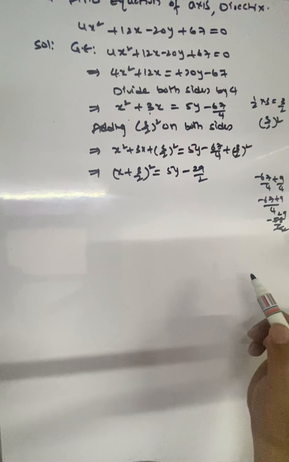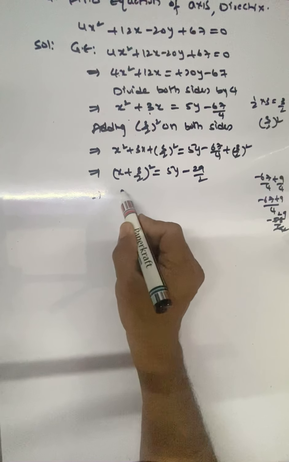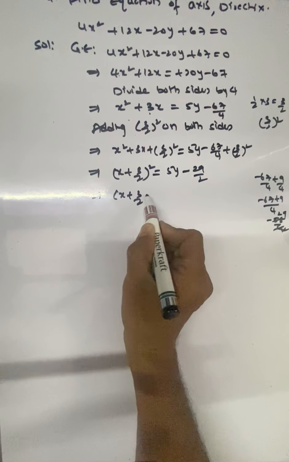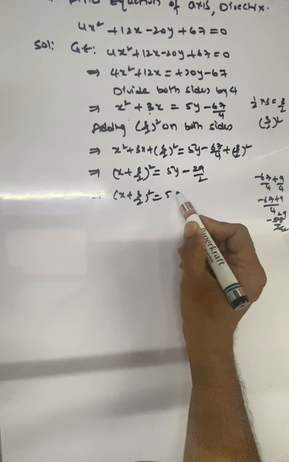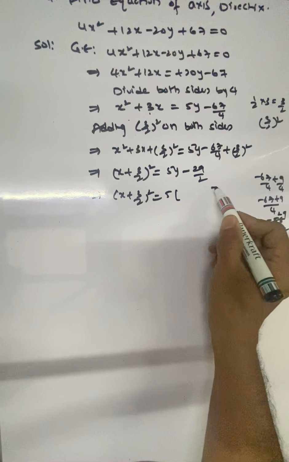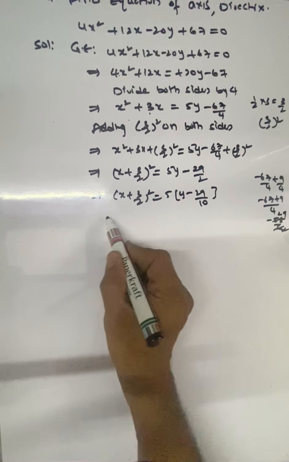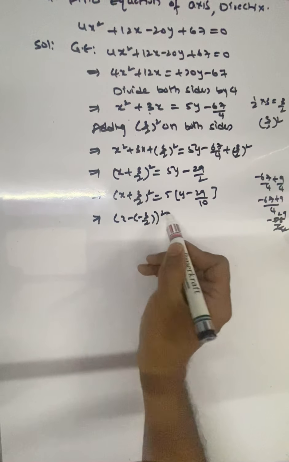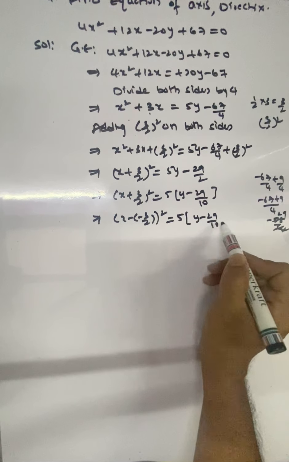Once we have minus 29 by 2, we can take LCM, or else we can take 5 common. We should write this y free from coefficient. So 5 common: y minus 29 by 10. On the left we can write x minus of minus 3 by 2 whole square equals 5 into y minus 29 by 10.